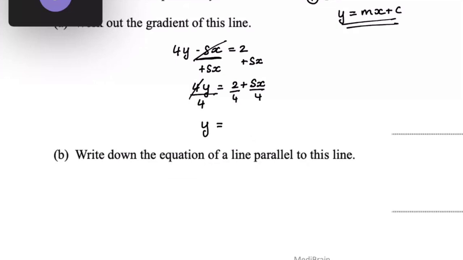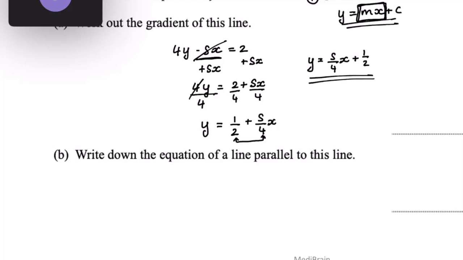2 divided by 4, we can leave it like that, or we know that 2 is half of 4, so that's just a half. And 5 over 4, we can leave like that. So we just have plus 5 over 4x. Now we want the x thing to come first. As you know, in our correct format, we want the x thing to come first. So all we're going to do is switch these two things around. So it's going to become y equals 5 over 4x plus a half. We've just switched them around.